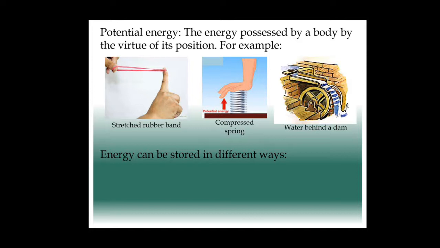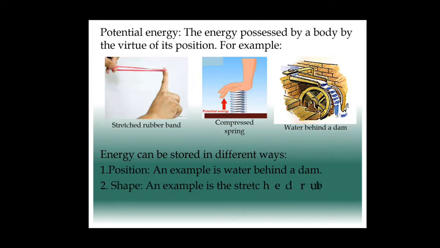So energy can be stored in different ways. Number one, position. An example is water behind a dam, before it falls to drive the turbines in a hydroelectric power station. The second one is shape. An example is the stretched rubber band of a catapult before the release of the stone missile. And the last one is state. An example is steam, which has a lot of potential energy stored in it to do work.